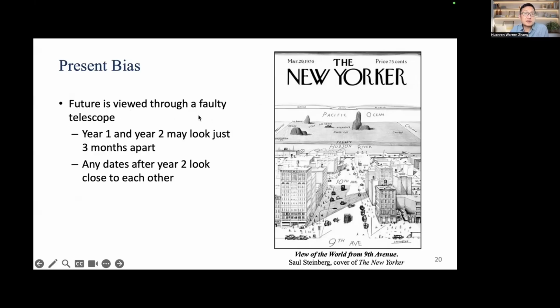Right? The future is viewed through a faulty telescope. So that's a good, intuitive way to understand present bias. Year 1 and year 2 may look just 3 months apart, and any days after year 2 look closer to each other. So that's an intuitive way to understand present bias, a good illustration. That's why I think it's nice for me to show you this illustration.